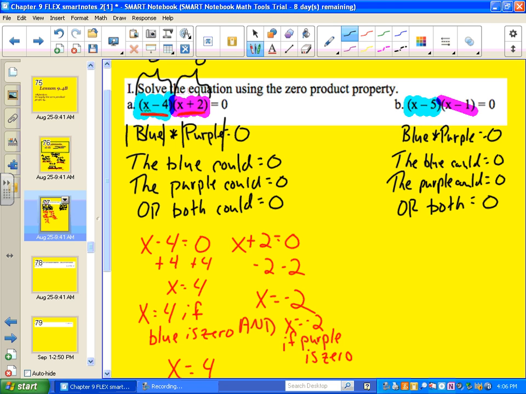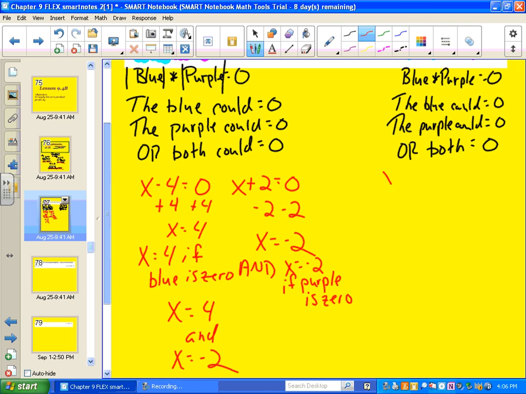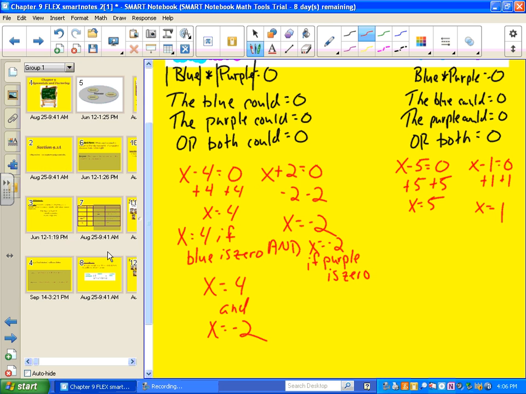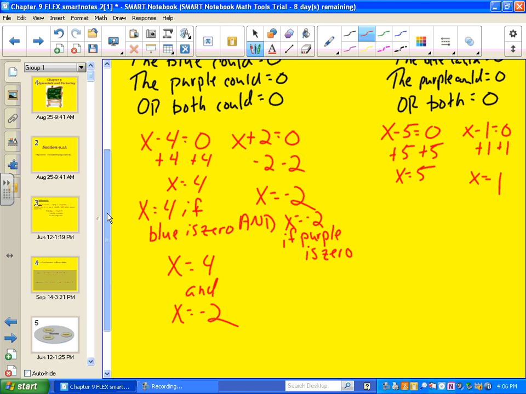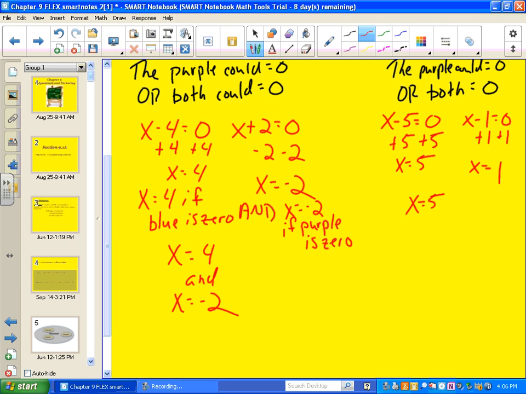We don't know which one could be 0, so we set them both equal to 0. We're going to set x minus 5 equal to 0 and x minus 1 equal to 0. Add 5 to both sides over on the left, and we get x equals 5. Add 1 to both sides, and we get x equals 1. So your answer here is x equals 5 and x equals 1.